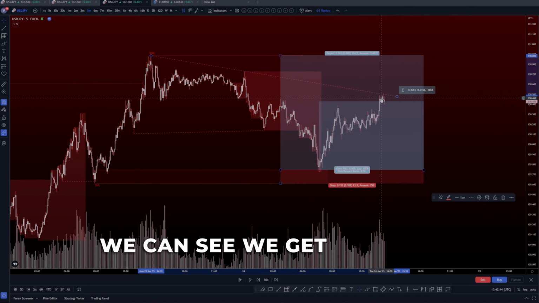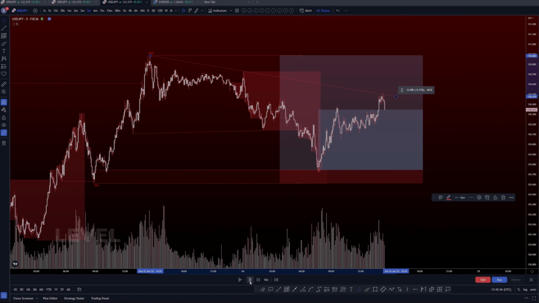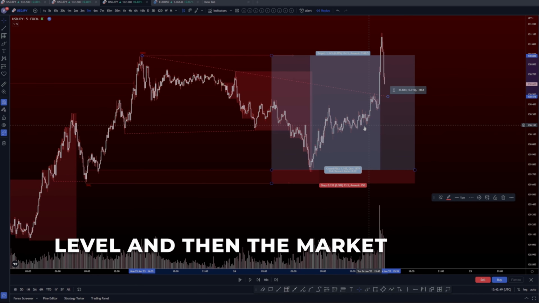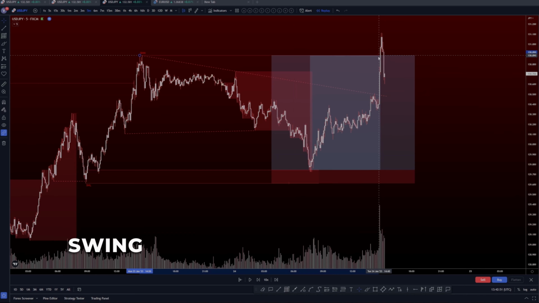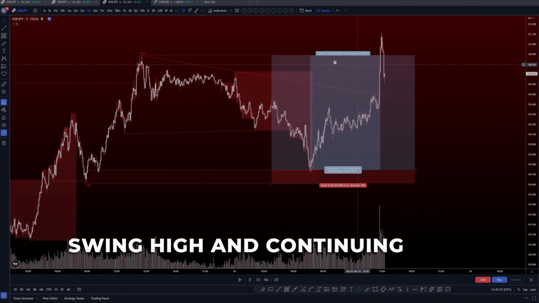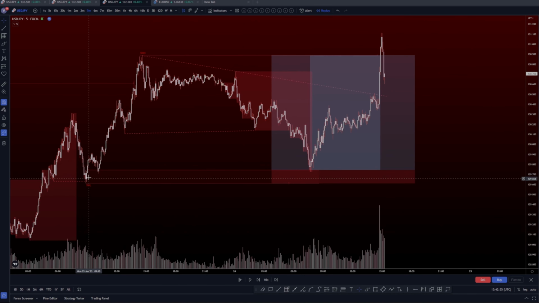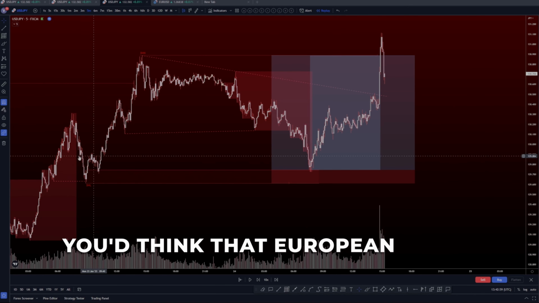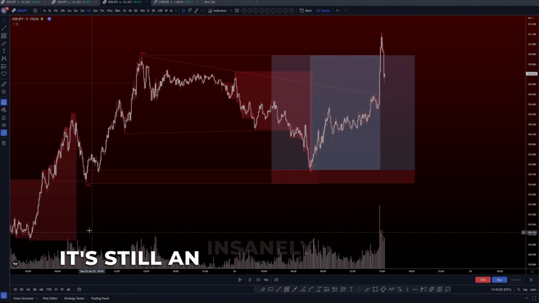We can see it. We get another rejection off this liquidity level, and then the market sweeps upwards, taking out the swing high and continuing long-term order flow. And just because it's the London Open, guys, and we're on the dollar yen, you'd think that European banks aren't trading. It's still an insanely high volume.